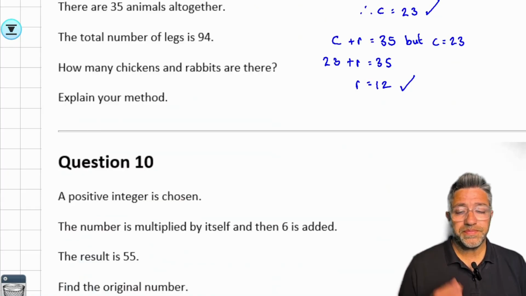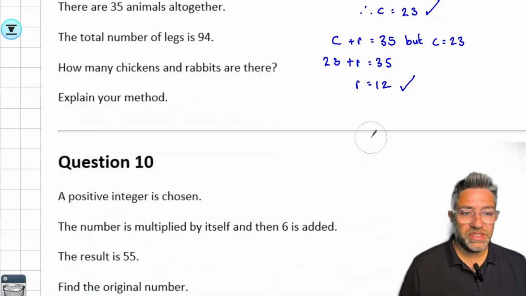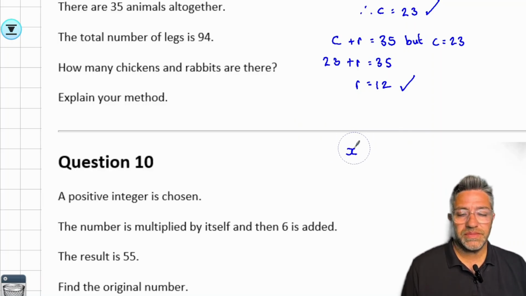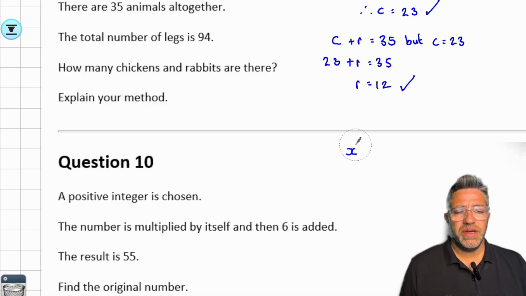Scrolling down. A positive integer, whole number. Let's just call this positive integer x. The number is multiplied by itself. Well, if you multiply something by itself, it means we're squaring the number. And then 6 is added. The result is 55.